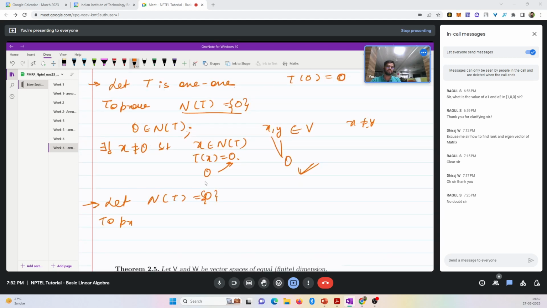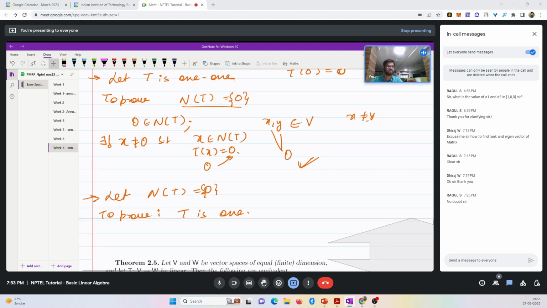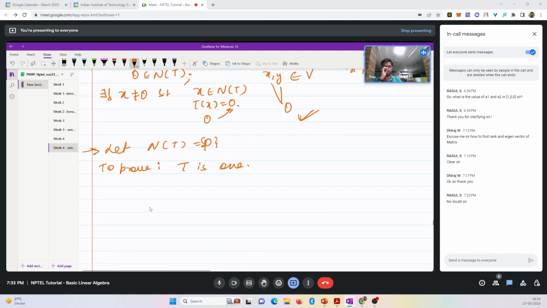Now we have to prove that T is 1-1. Whenever you have to prove that a function f is 1-1, what you do is take f of x1 is equal to f of x2. What this means is that two elements are getting mapped to the same point. If you take this and end up proving that x1 is equal to x2, then it is proved that your function f is 1-1.